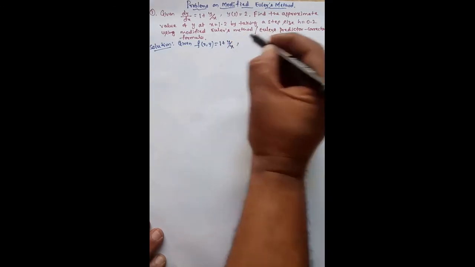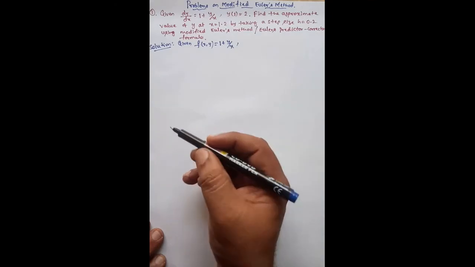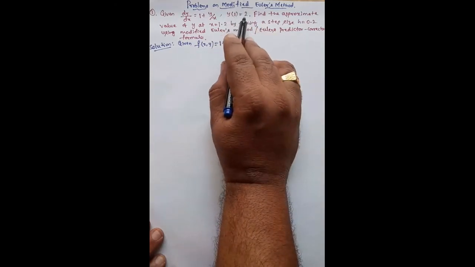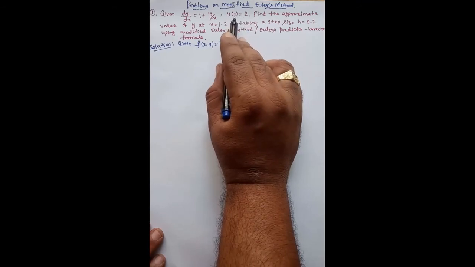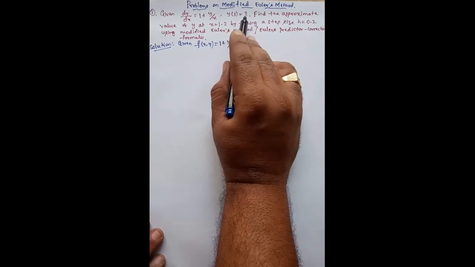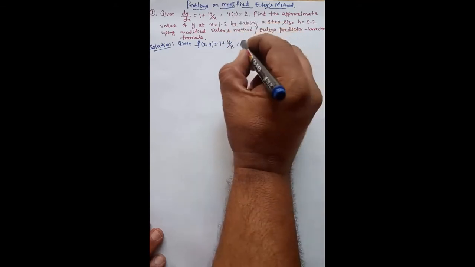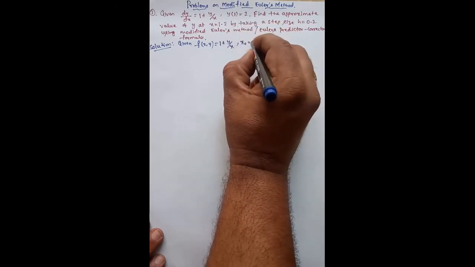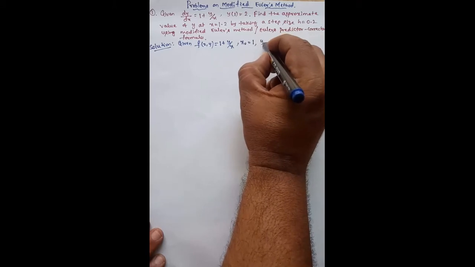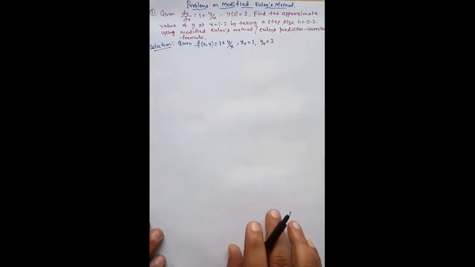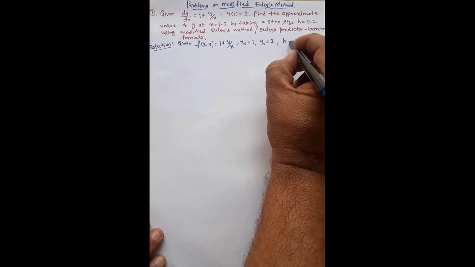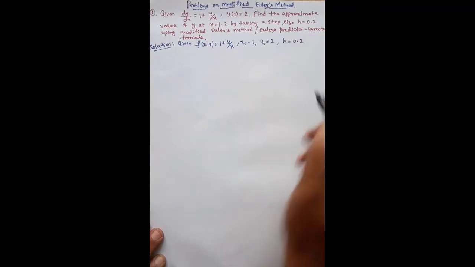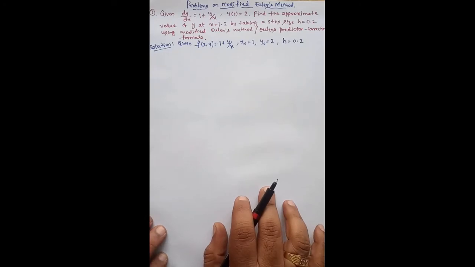Now the initial conditions. So what are the initial conditions here? y of 1 is equal to 2. So initially the value of x is 1 and y is 2, and this can be taken as x naught is equal to 1, y naught is equal to 2. And the step length was given here, h is 0.2. So this is the given data.